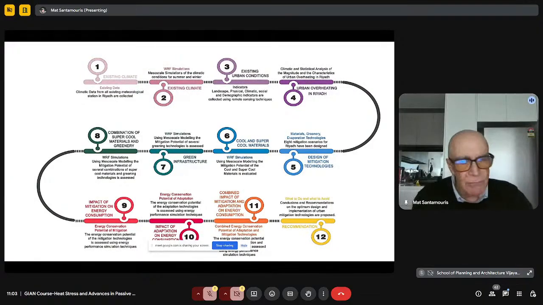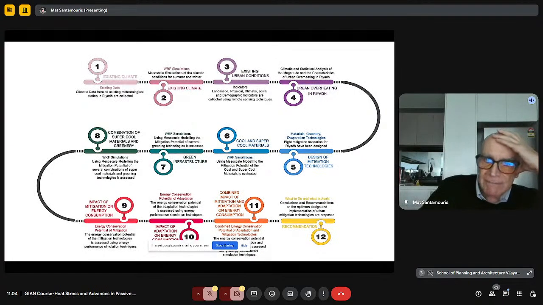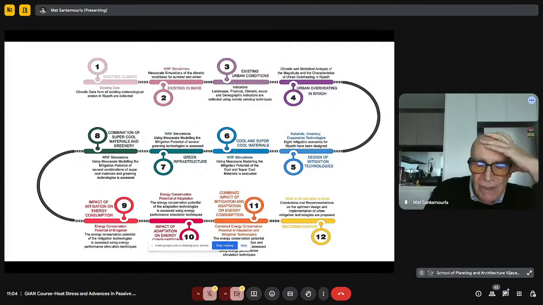Then, once the objectives are well defined, it is very important to define the roadmap of the study. What do we have to do? So, our study had a very clear roadmap that really started from the analysis of the existing climate.